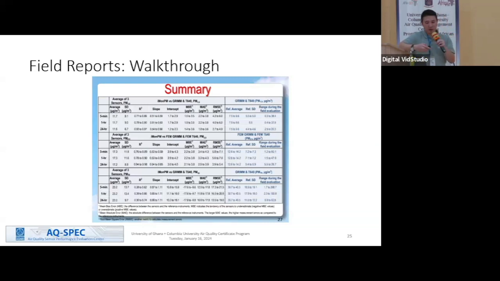So for the more technical audience who are interested in our reports, we also provide a table where we show, for each time averaging that we do, the average and the standard deviations of the sensors and the reference, the R-squared, slope, intercept, and then the mean bias error, mean absolute error, and root mean squared error. And we also provide similar metrics for our reference monitors too. So that's a little bit more detailed information that we put at the end of the report, for scientists and stuff.